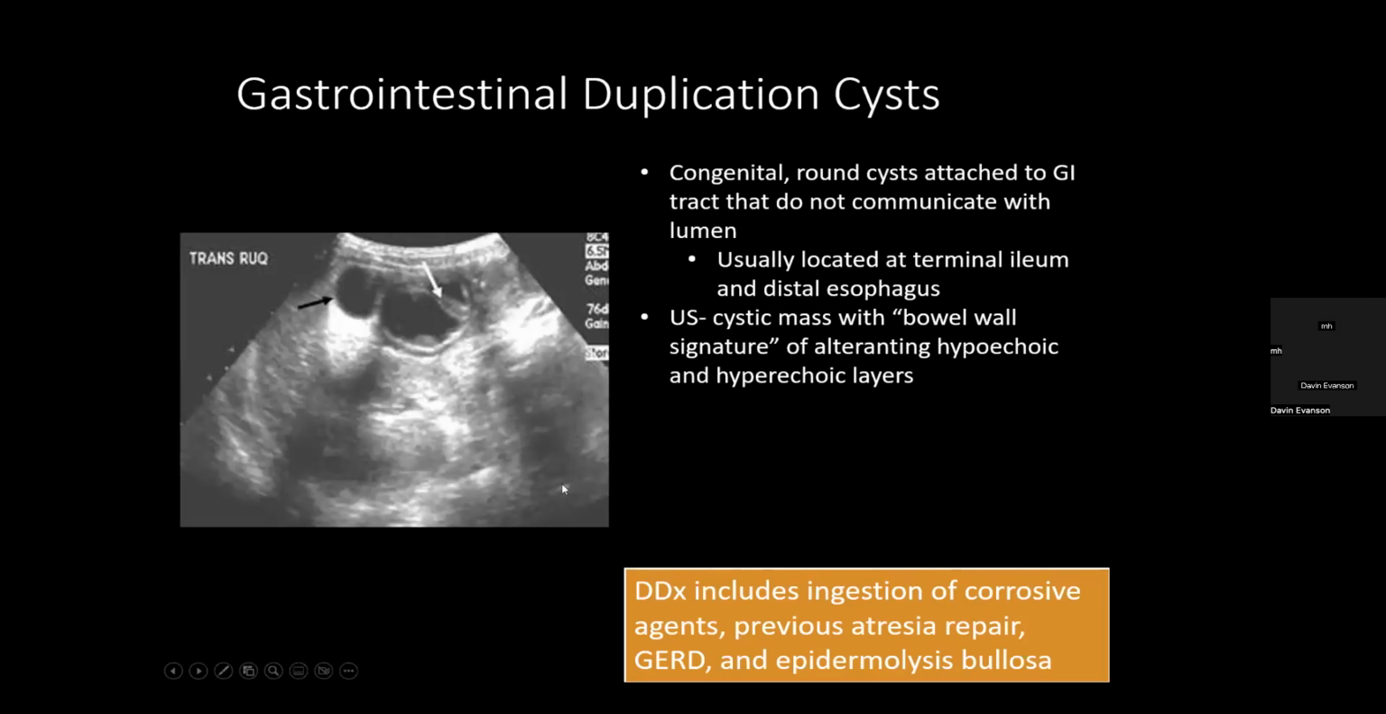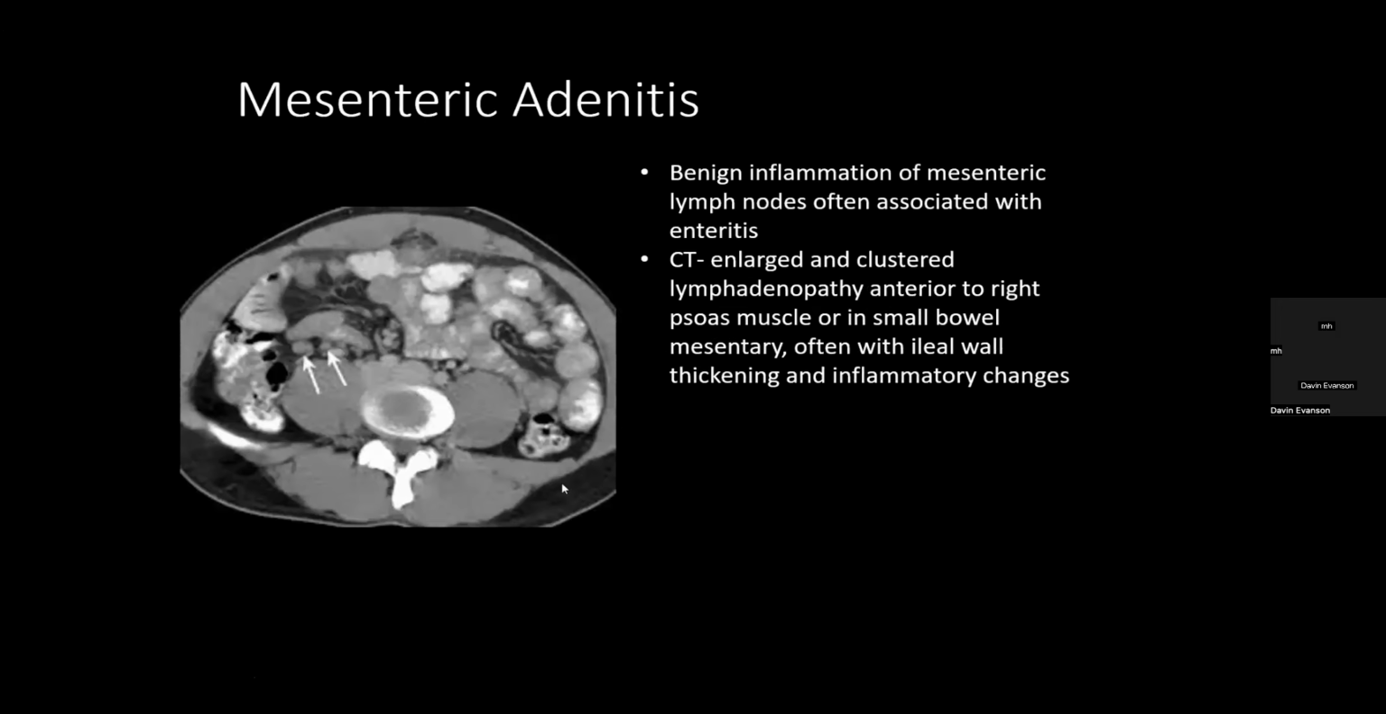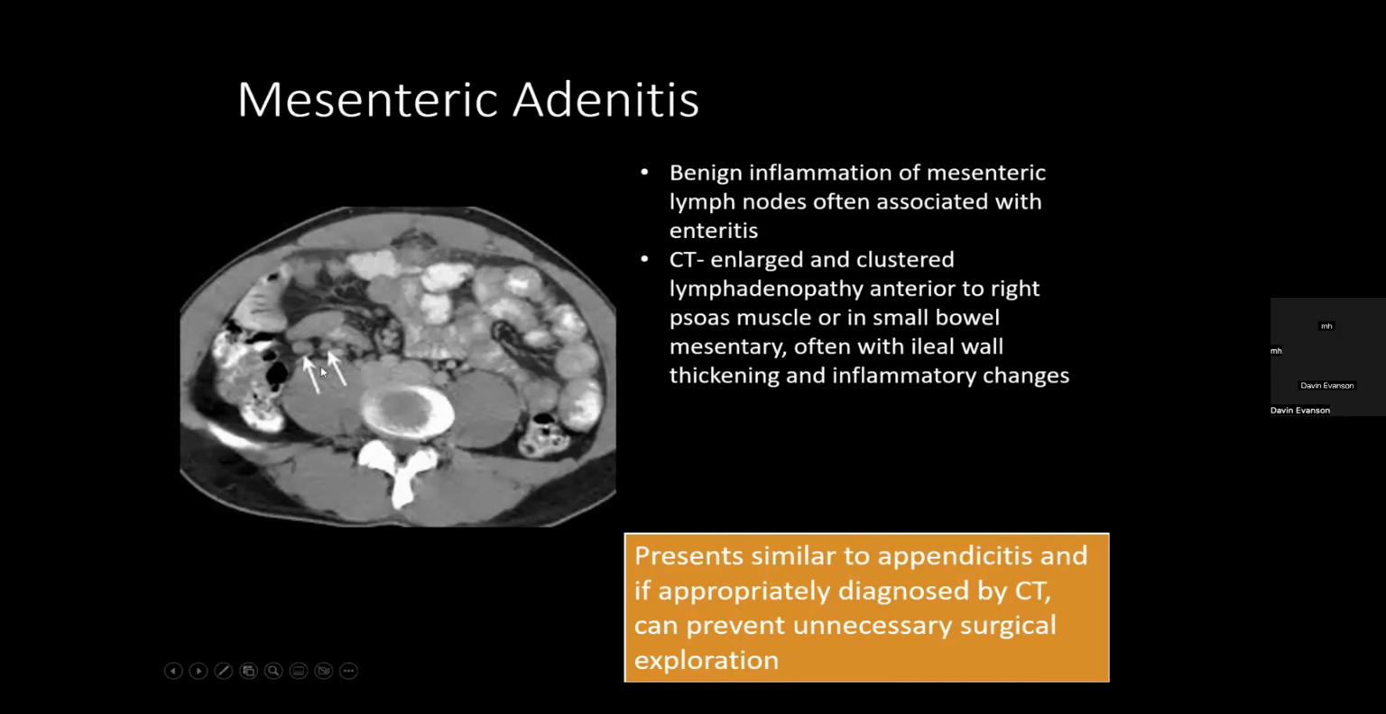Duplication cysts, this can occur anywhere. Adenitis is a patient with right lower quadrant pain. The appendix is normal, but you see all these lymph nodes. In my experience, this is usually like a viral thing. It can clinically look just like an appendicitis, but the appendix is normal radiographically. You save the patient the surgery, and the patient will hopefully get better with some time.